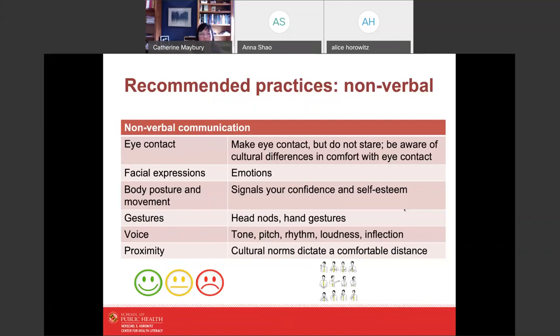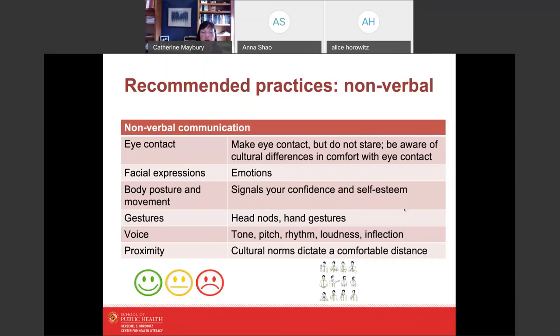Some of the ways that we use nonverbal communication is eye contact. It's important to make eye contact, but not to stare. And we really need to be aware of cultural differences in comfort with eye contact. And facial expressions are a great way to show our emotions. Am I happy to be here today? Am I interested to be here today? Our body posture and movement is another way that we communicate and signal our confidence and self-esteem. And we talked early in the webinar that gestures such as head nods are an important way to signal your interest and that you're listening.